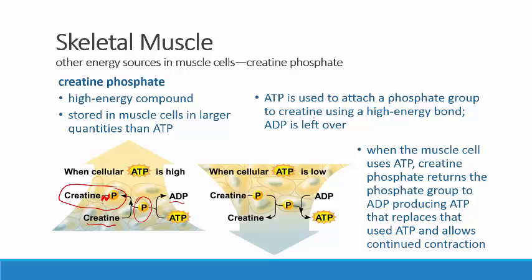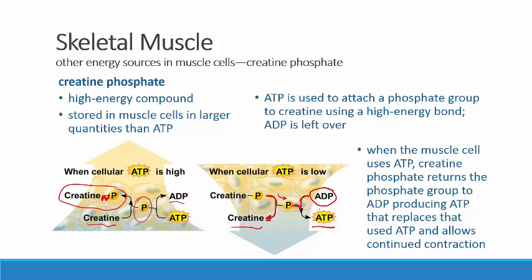Later on, when ATP is low in the cell, we reverse the reaction. We take creatine phosphate, we rip off its phosphate group, leave creatine behind as the end product there, take ADP and attach that phosphate group to it to make ATP again. So we can very quickly transfer our phosphate group back to ADP to make lots of ATP very quickly.